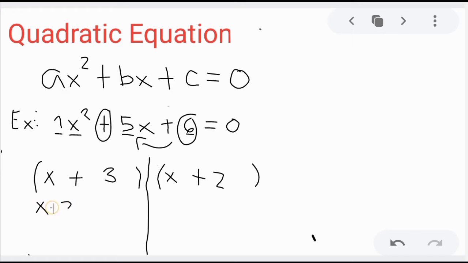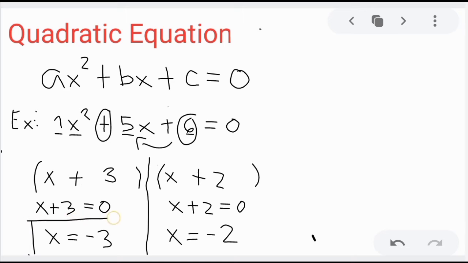To get the value of x, we need to equate the factors to 0. So we have x plus 3 equals 0 and x plus 2 equals 0. Now, isolating x, we get x is equal to negative 3. And another one is x is equal to negative 2. That's the way the factoring method is used, for values that are easy to factor.